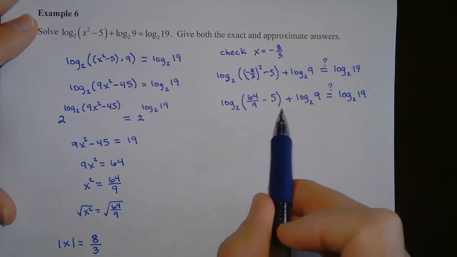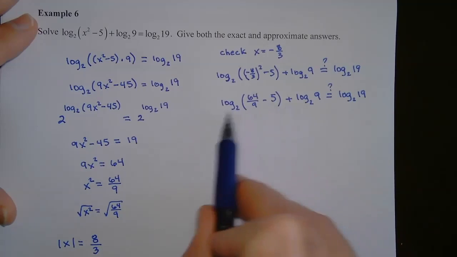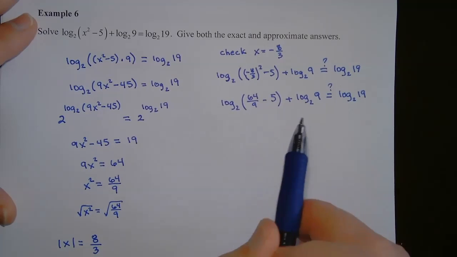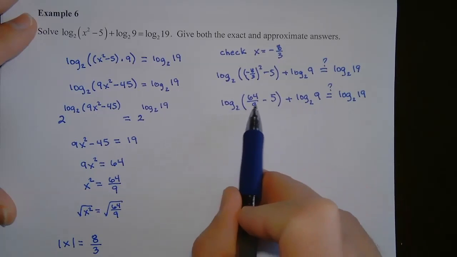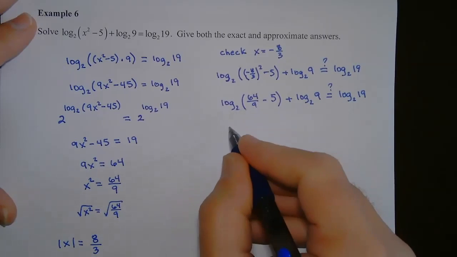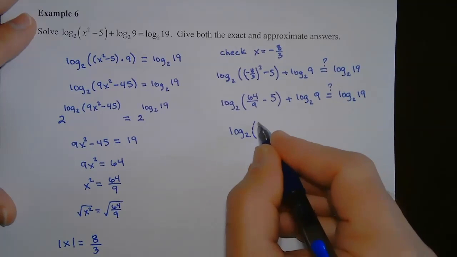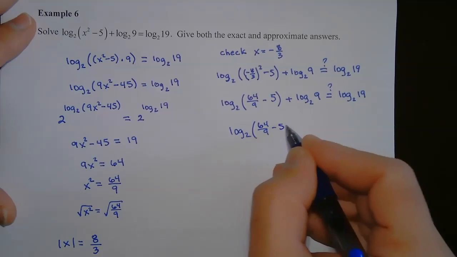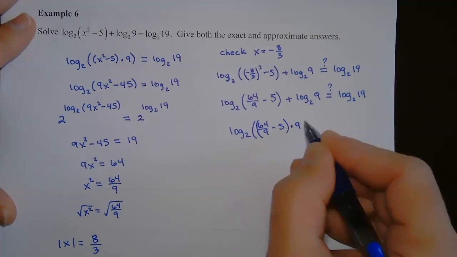I'm going to do it this way, okay? Since these two are logarithms with the same base and I'm adding, I can multiply this with a 9. And here's why I'm going to do that instead of getting a common denominator. I noticed that if I multiply this, I'm going to clear out this denominator over here. So this becomes log base 2 of 64 over 9 minus 5. And I'm going to put parentheses around that, and I'm going to multiply that by the 9.